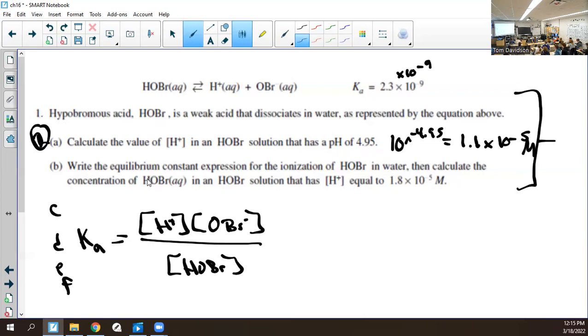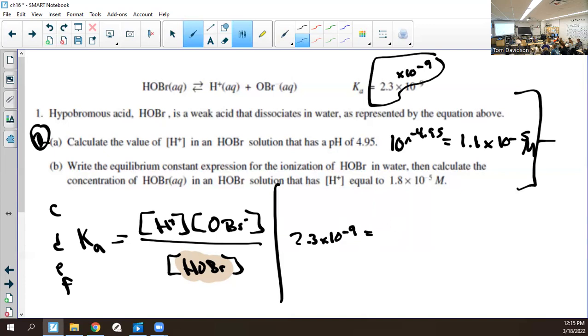And then it says, then calculate the concentration of HOBr. So we want this, right? If it has this as 1.8 times 10 to the negative 5. So we're just going to use this same thing. I know Ka, they gave it to me right here, right? So 2.3 times 10 to the negative 9 is equal to 1.8 times 10 to the negative 5.